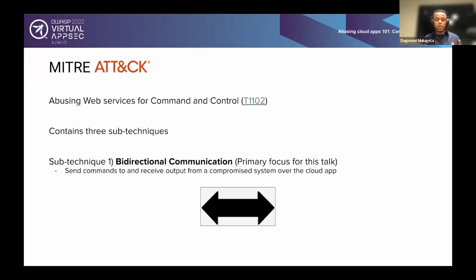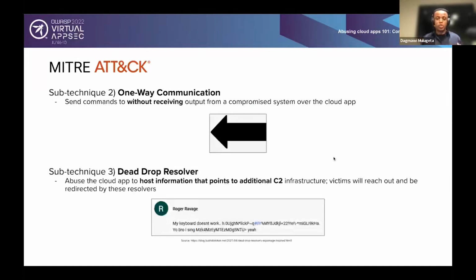While we won't cover the other 2, it's important to mention them and know they exist because they are important. The second sub-technique is one-way communication. This is where the attacker will send commands to the victim or the compromised system without receiving any output back. So it's just the forward direction. You can think of it as another level of adding stealth from the attacker's point of view. They want to blend in and lie under the radar that much more.